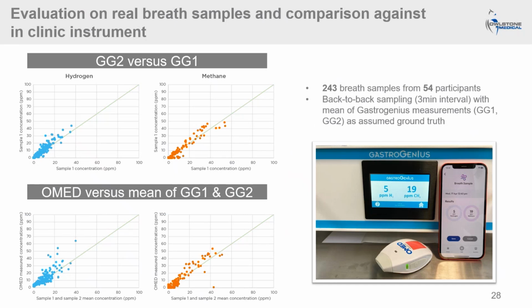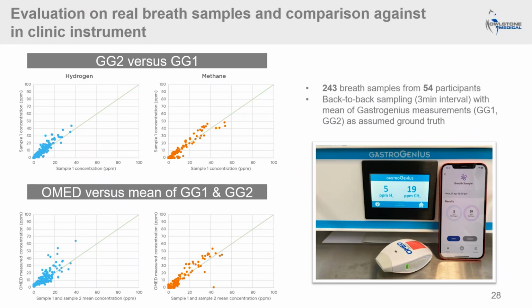So to give you an indication of how this device stacks up against conventional hydrogen and methane methodologies for analysis, this compares against the Gastrointestinal, which is a standard clinical use instrument to analyse hydrogen and methane in the clinic. So first, we took different readings from the Gastrointestinal itself and compared those readings against each other.